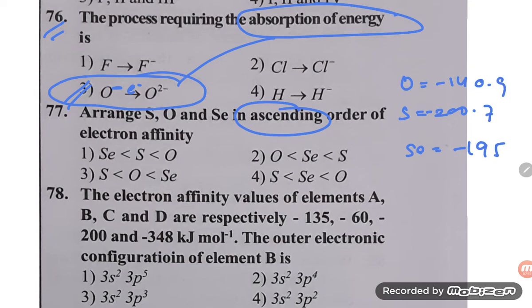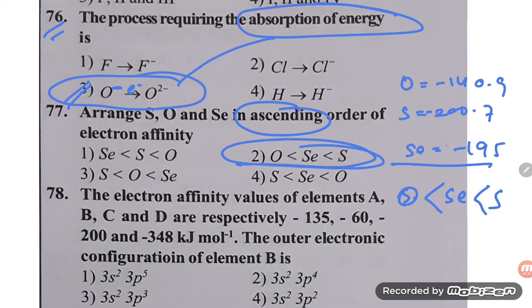So ascending, which is the least, student? Selenium is the least. No, oxygen is the least. Then which one will come, student? That is selenium. Then sulfur. So oxygen, selenium, sulfur. This is option number 2, correct, student. Oxygen is minus 140, selenium is minus 195, and then sulfur minus 200. So option number 2 is correct, student.